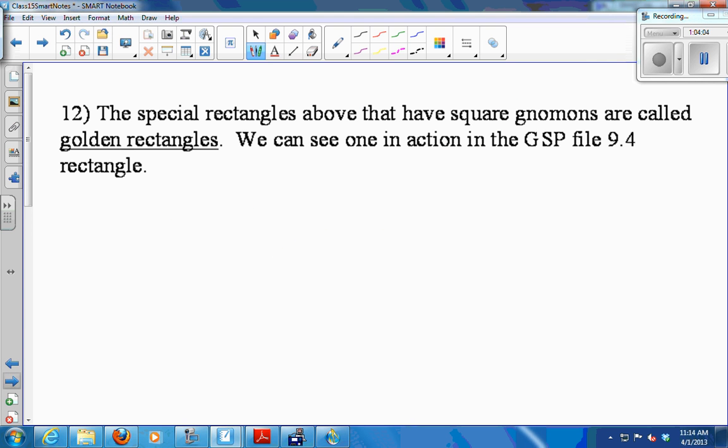So the rectangles that have square gnomons are golden rectangles. That's the same summary I just put before.